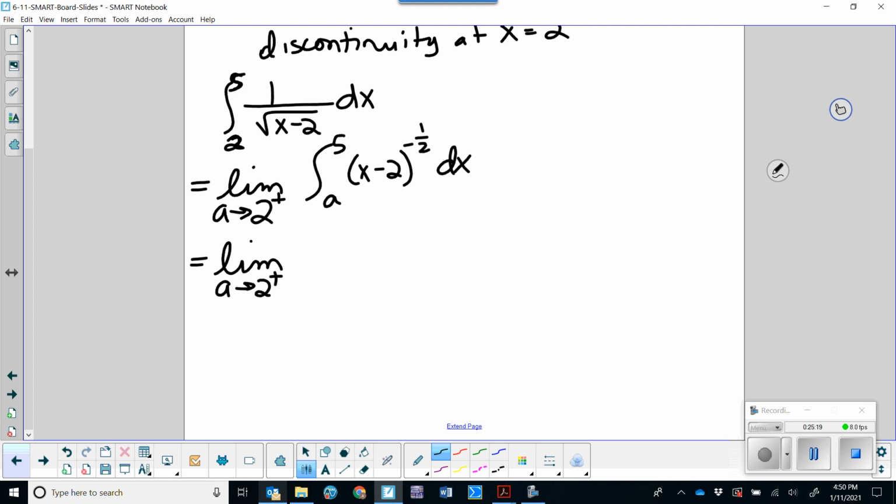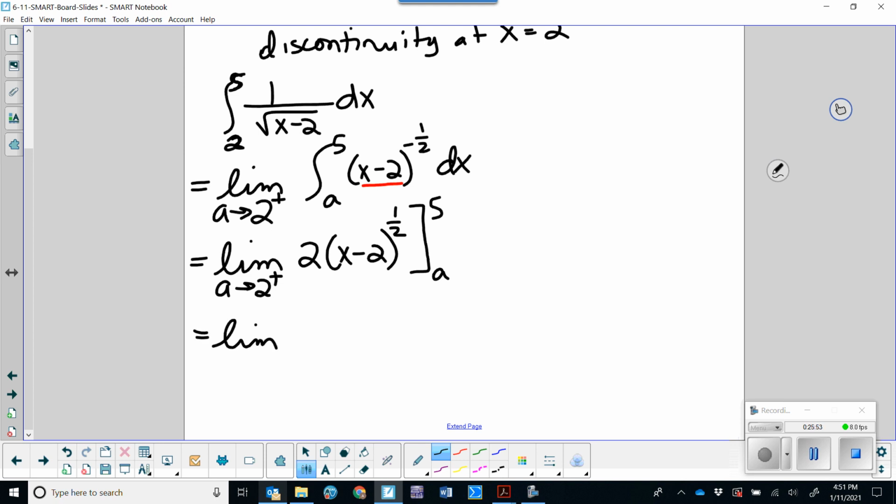Now let's do this problem. Well, you could use u substitution, but remember, if you let u equal x minus 2, du is just going to equal dx. So there's no reason for me to actually physically write any kind of u substitution. I'm just going to take this and raise the power by 1. So that's going to be 1/2. And then instead of dividing by 1/2, I multiply by 2. So that's my antiderivative. And I'm evaluating it from a to 5.